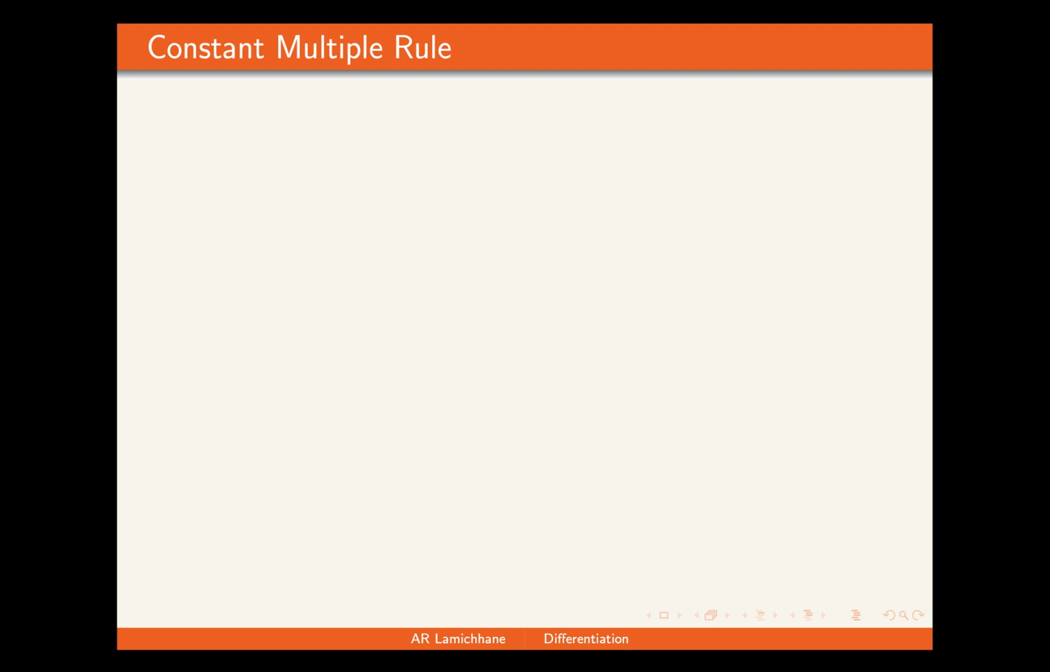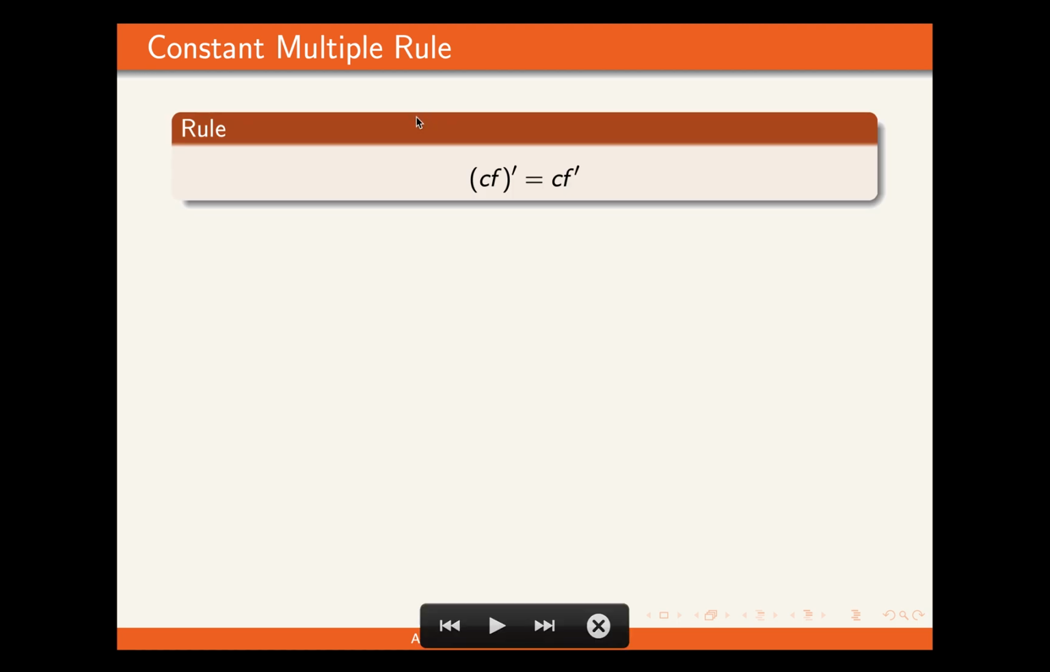What is the constant multiple rule? The constant multiple rule says that if you have a constant multiplied by a function, and you need to find the derivative of that, then the derivative will be the constant multiplied by the derivative of the function. So the derivative of the constant multiple function will be the constant times the derivative of the function. Let's try to see some examples.